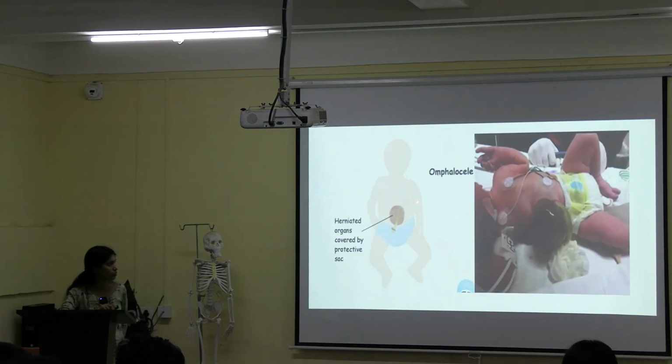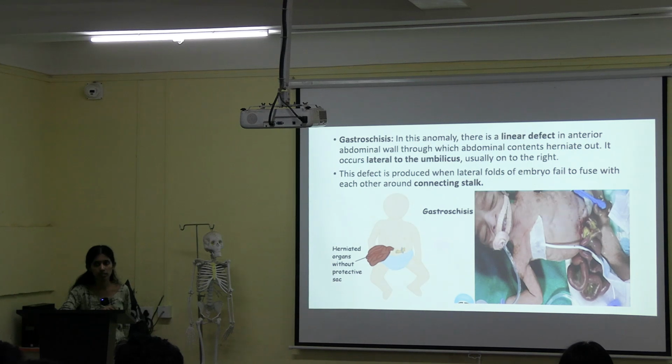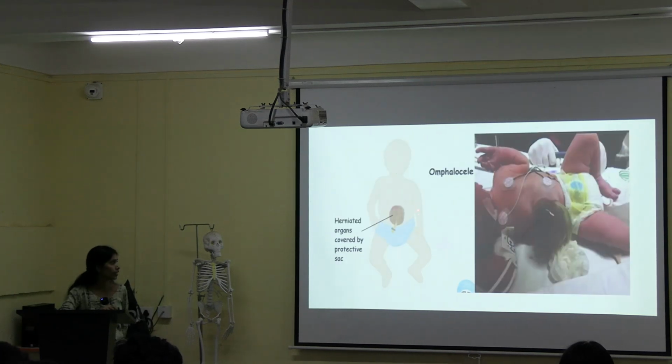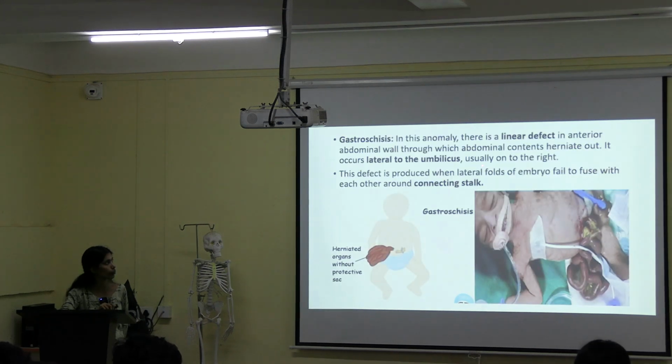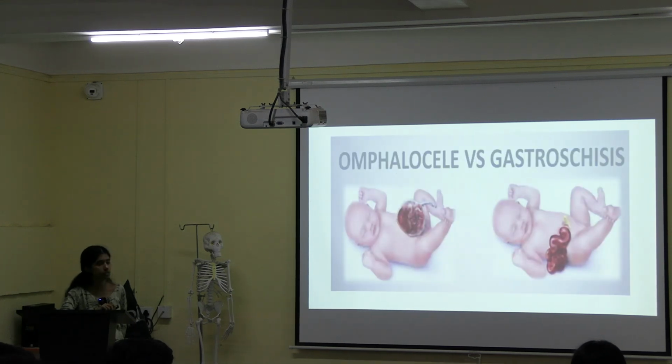But what is the difference between this condition and this condition? The protective layer is not there, and if you see here, it is usually present in the central part of your body, but here you can see it moving towards the right side. Okay, see, this is the difference. Any doubts? Okay.